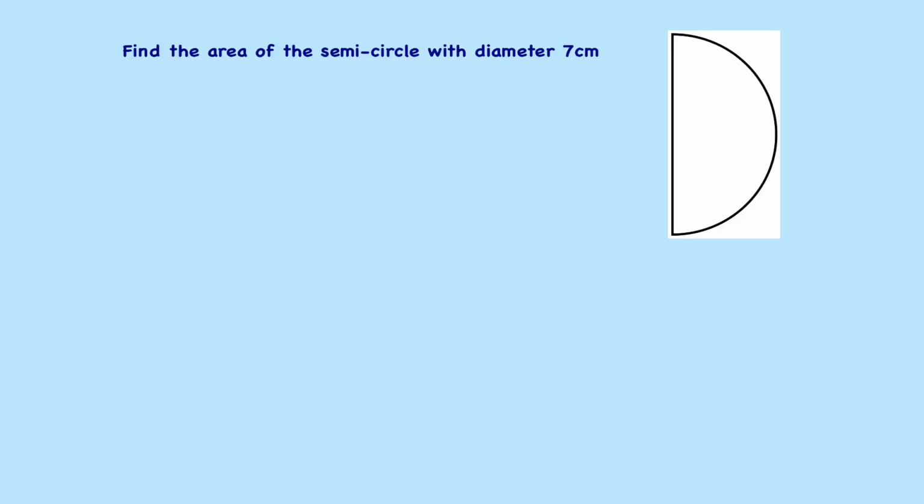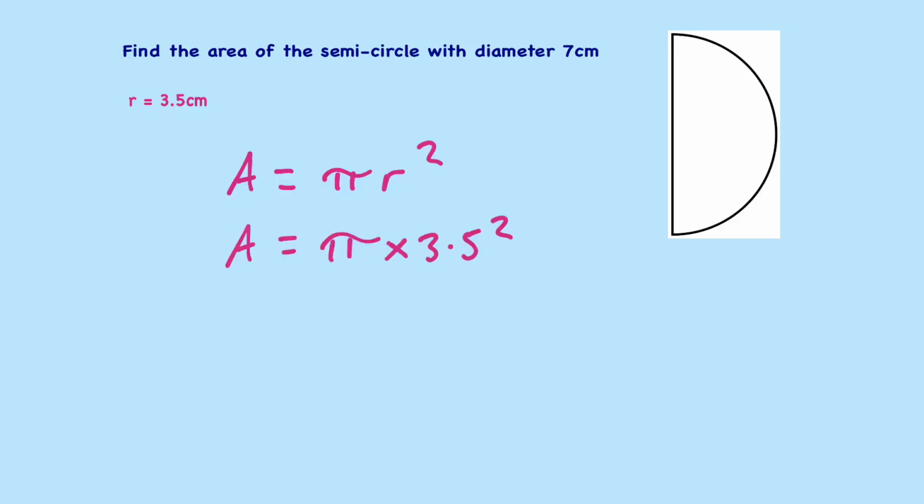Let's have a look at this example. So we want to find the area of the semicircle with diameter 7 centimetres. Now don't forget, we're finding the area, so we don't want the diameter, we only want half of it, which is the radius. So half of 7 gives us a radius of 3.5 centimetres. So our formula, area equals pi r squared, substituting the 3.5 into the formula, we have pi times 3.5 squared, and putting this all into the calculator, we get 38.48 centimetres squared.